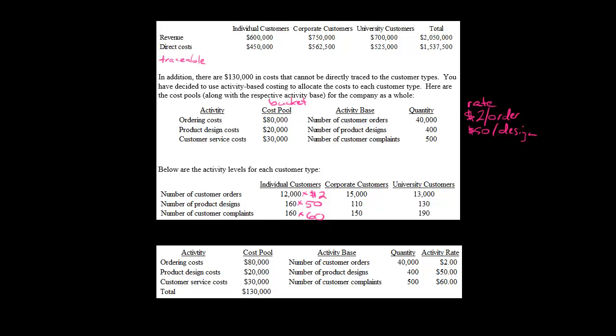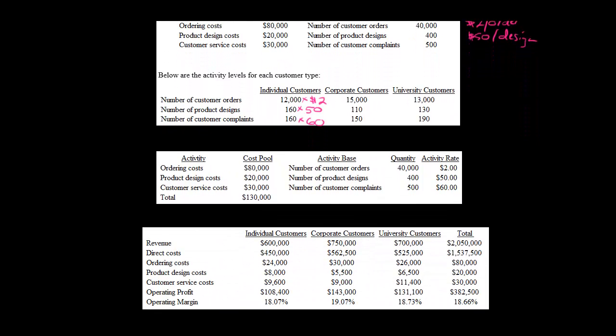Okay? So if we go and follow this out, what we're going to end up with, so this 12,000 times $2, that would be $24,000, right? So now here's our individual customers. The revenue of 600,000 and the direct costs, those were given, if you remember. So what we had to allocate was the ordering cost, the product design, and the customer service cost. So I just showed you the 24,000 of ordering costs. But if we go 160 times 50, that will be the 8,000 in product design costs. And then the 160 times the $60 for the complaints is 9,600 for the individual customers.